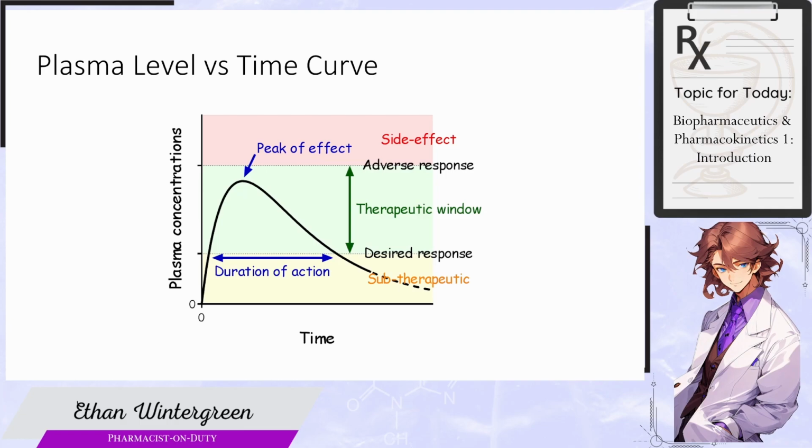Now this on the screen is your plasma level versus time curve. You will encounter this very often, as I will always be drawing samples of this to show illustrations of what is occurring in the body. So usually on the left, you would see your plasma concentration. On the bottom, you would see time. It means that it tracks the concentration as time progresses. It starts at 0, meaning the moment of administration, and it tracks every time you measure the concentration of a drug.